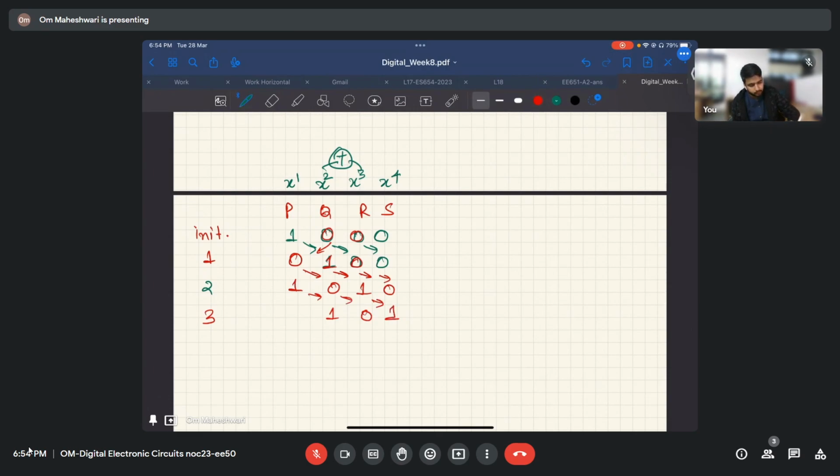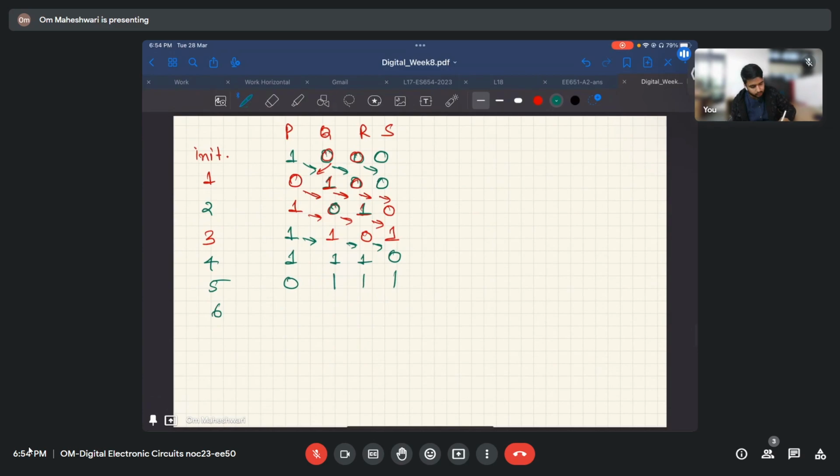XOR of 0 and 1 is 1. Fourth cycle, shift 1 1 0. XOR of 1 and 0 is 1. Fifth cycle, XOR of 1 and 1 is 0. 1 1 1. Sixth cycle, XOR of 1 and 1 is 0. This is 0 1 1. Seventh cycle, XOR of 1 and 0 is 1 0 0 1. Eighth cycle, XOR of 0 and 0 is 0. It will be 1 0 0.